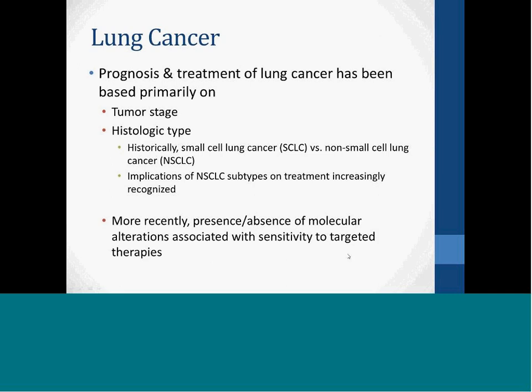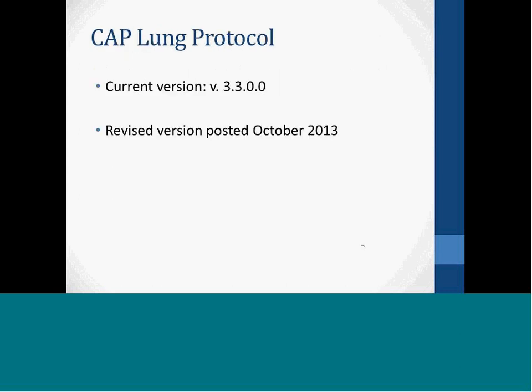As related to that, more recently, the presence or absence of molecular alterations associated with sensitivity to specific targeted therapies has really been recognized, and as a result of that, there's been increasing emphasis placed on testing for these molecular alterations. So basically, the tumor stage and histologic type and these molecular alterations, these are really the basis for the CAP lung and lung biomarker checklists, which I'll talk about now.